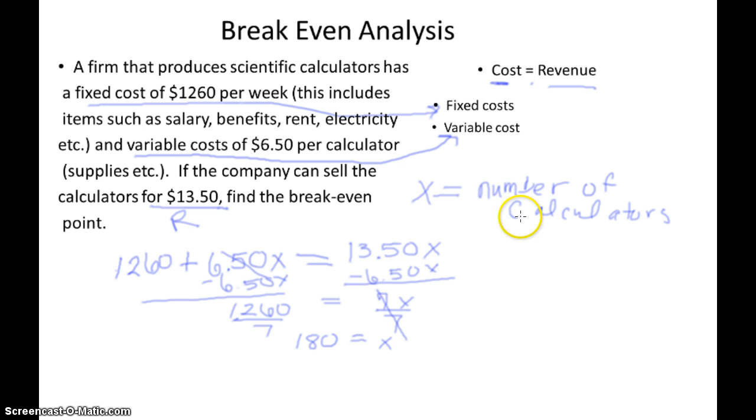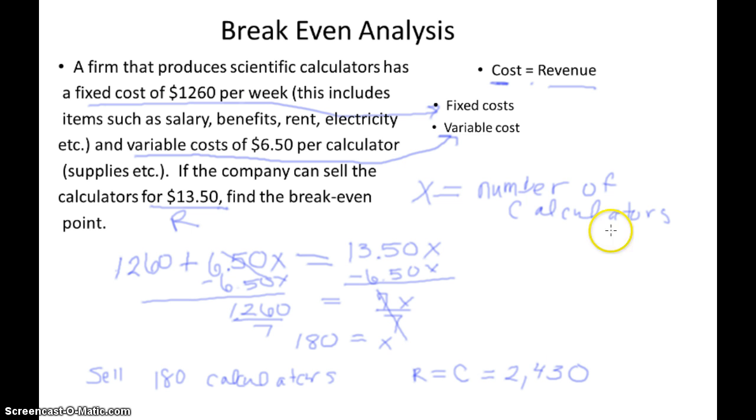Well, that 180 is our x, so that's the number of calculators. So we need to sell 180 calculators. And that means our revenue would be $13.50 times the 180. And so our revenue, which would equal our cost because it's a break-even point, would be $2,430.